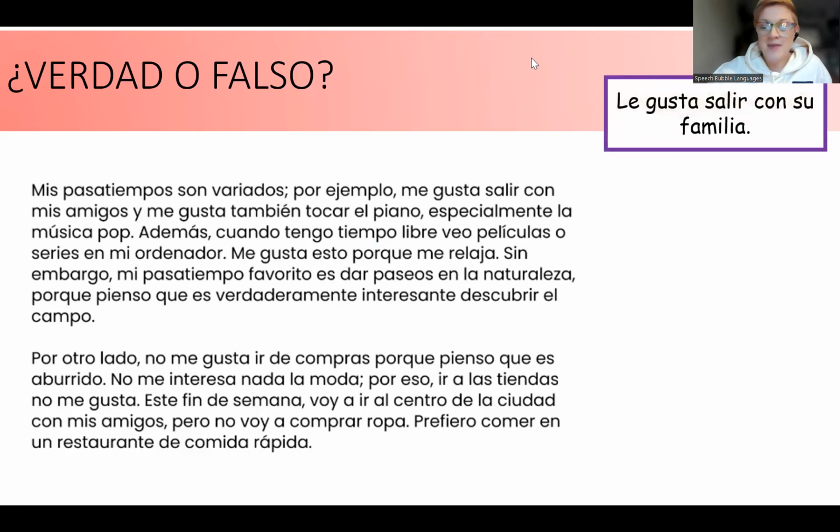Número uno, first one. Le gusta salir con su familia. Try to answer the question in Spanish by saying verdad o falso. Es verdad o es falso. And can you use the Spanish in the text or the sentence to help explain your answer with a bit more detail? ¿Le gusta salir con su familia? No, es falso. Le gusta salir con sus amigos.